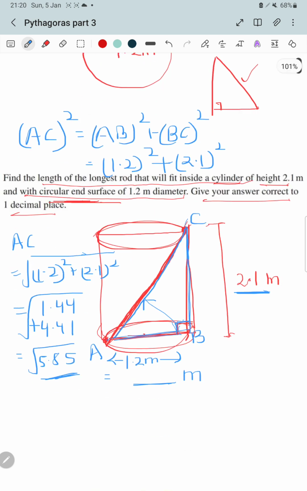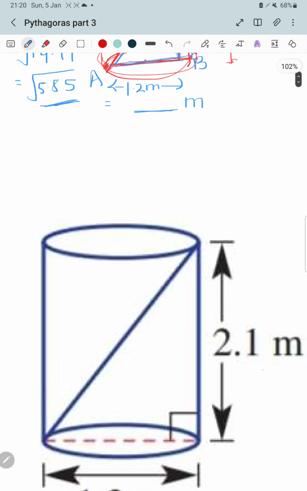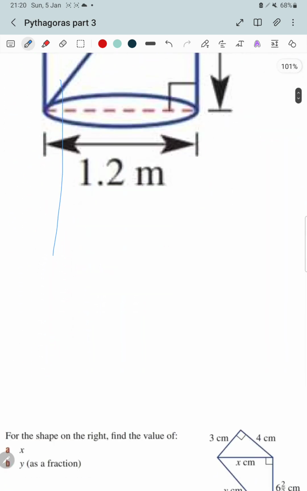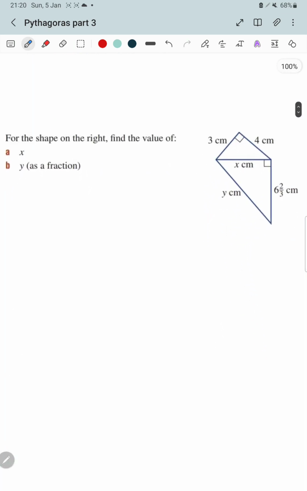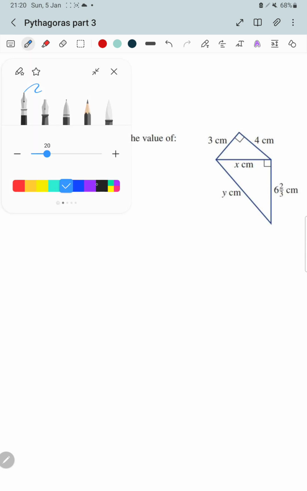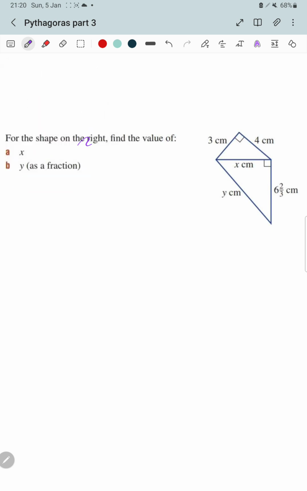Okay, now the second question I'm going to deal with, this is the same diagram, it's drawn here. Now the second question is a multi-step word problem where we need to apply the Pythagoras theorem more than one time. So the question here is, for the shape on the right, find the value of x and y as a fraction. So we have to find the value of this x.